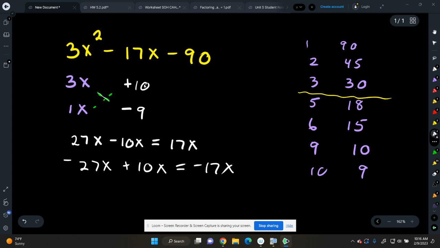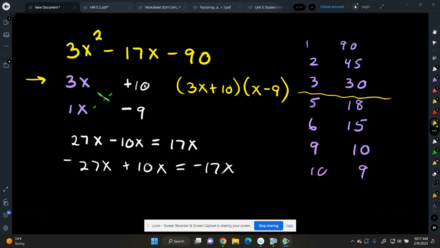Okay, so what are my factors? Nope, you go straight across with your factors. X minus 9. Okay. It feels so hard initially. You will get quick at it. Some of you are already picking it up. Okay. You'll get quick at it. So let me give you another one.